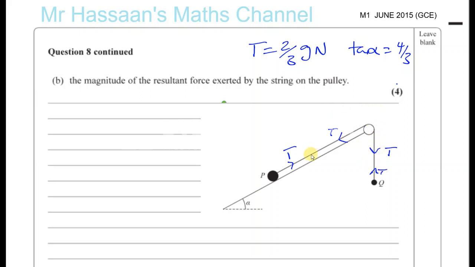But we're considering only the pulley now. Forget everything else. Forget all the other forces. I'm not worried about those forces. I'm just worried about the pulley now. Now these 2 tensions are the same. They're both equal to the same value, which was 2/3 of g newtons.